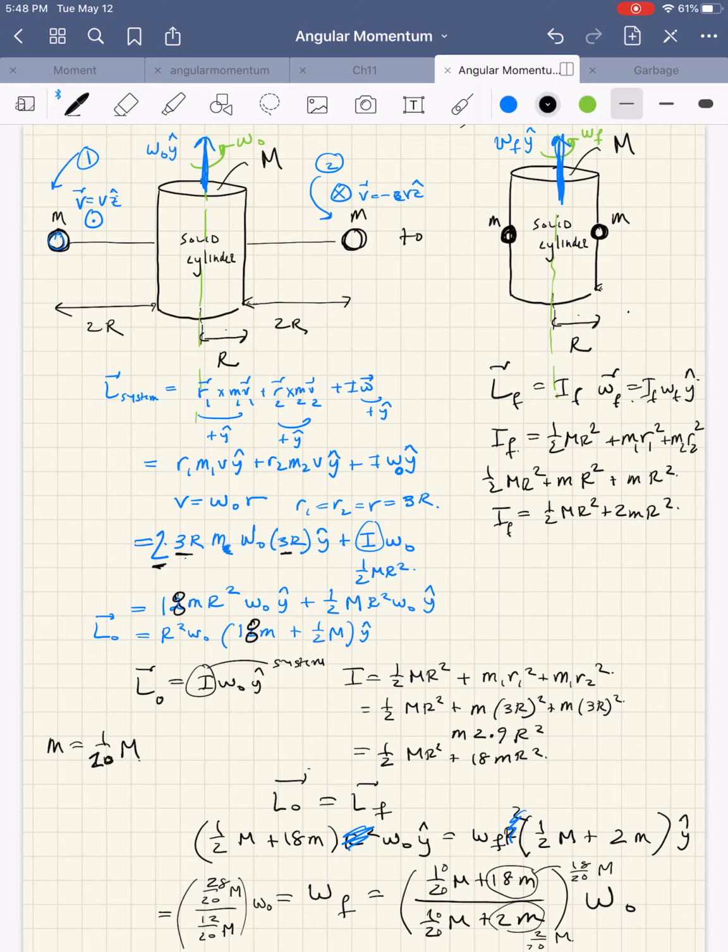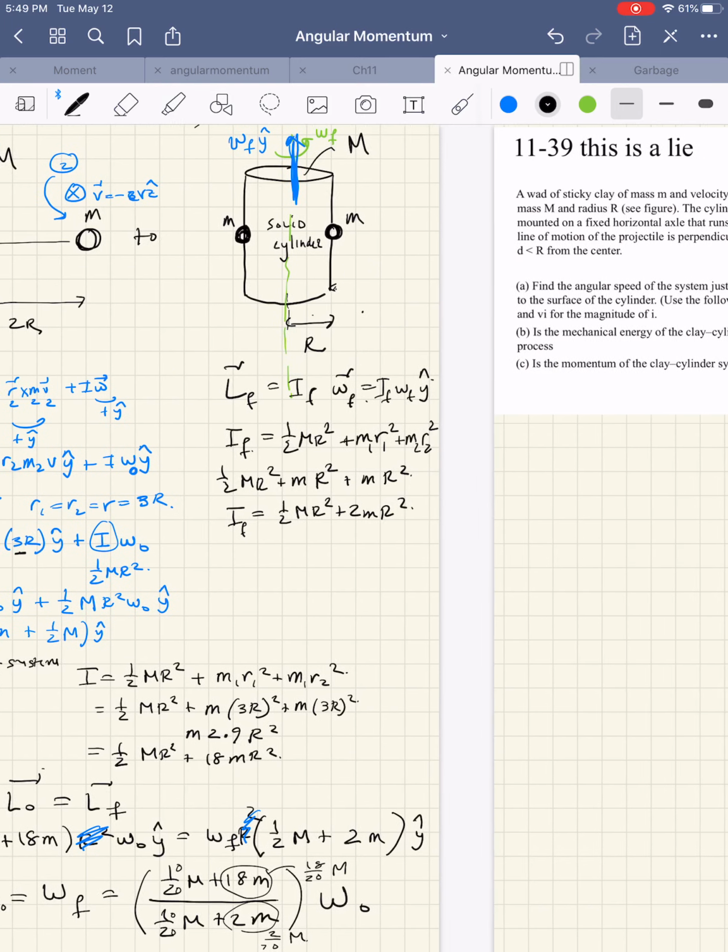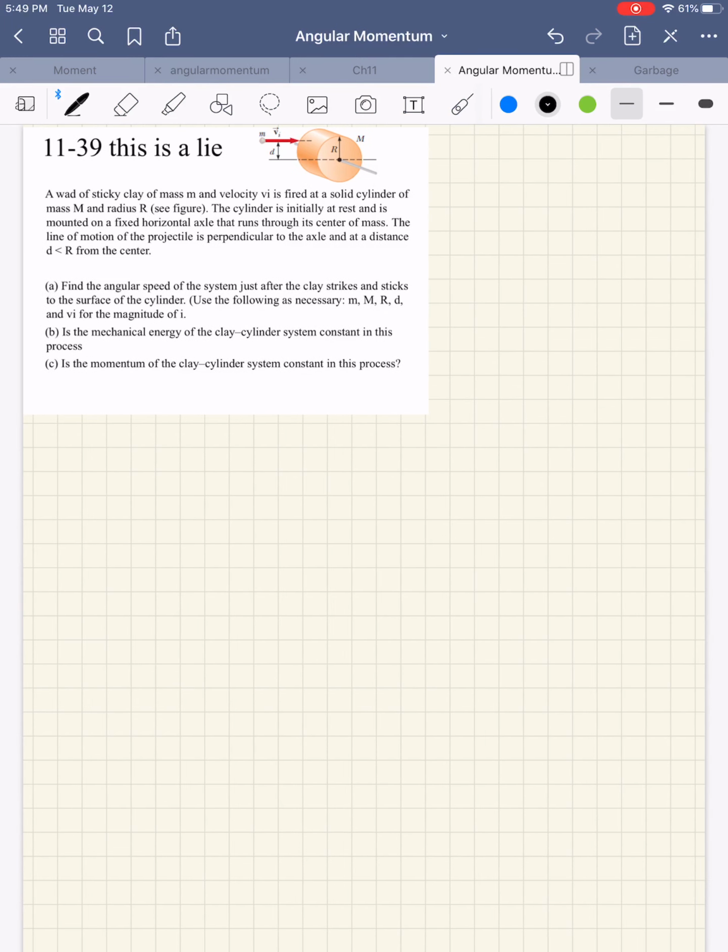This would be 28/12ths omega naught, or that's 14/6 or 7/3, or about 2 1/3 times as fast as it was initially. So a lot faster. Okay, great. So that's an example of conservation of angular momentum.